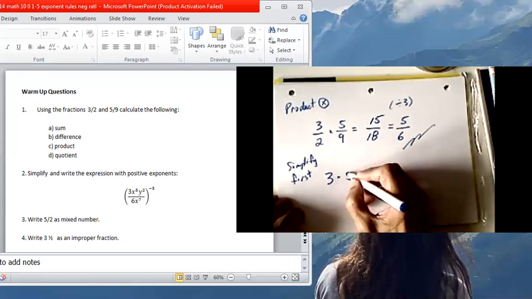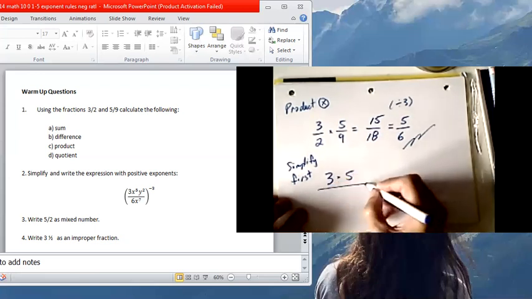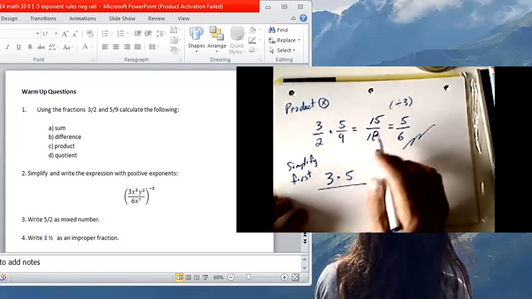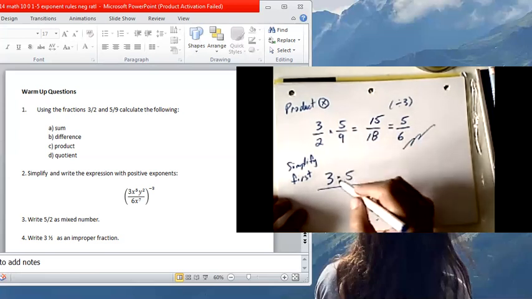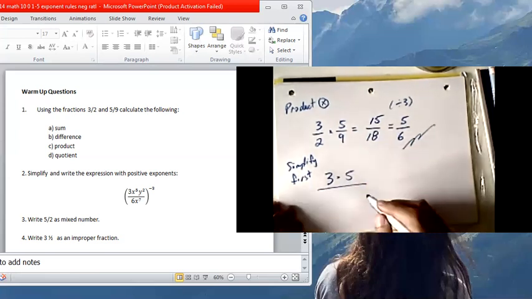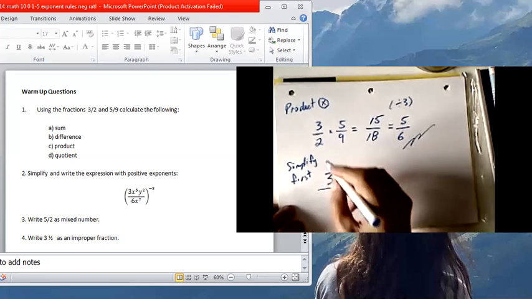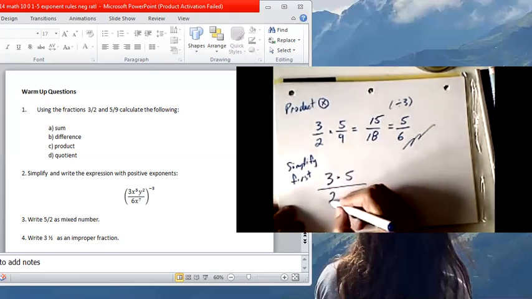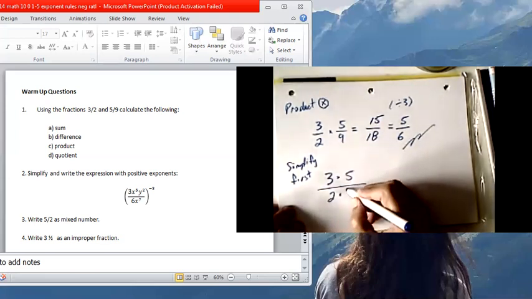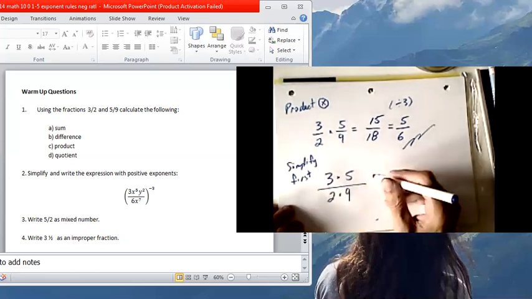And so you can write it as one fraction like that without working it out. Okay, that's the key. Save your mental energy for later problems. And on the bottom, we got 2 times 9. And so you see, this is all one fraction now.